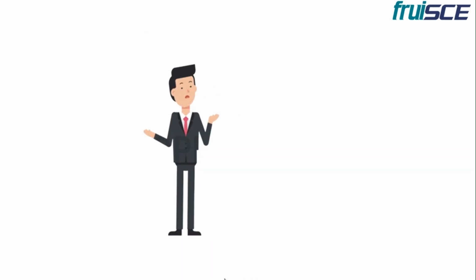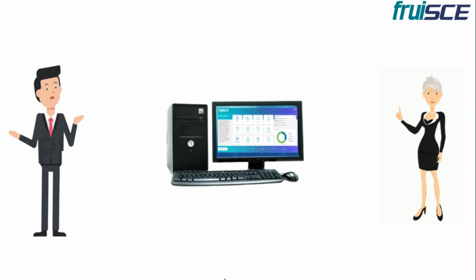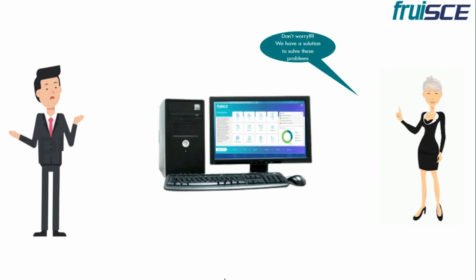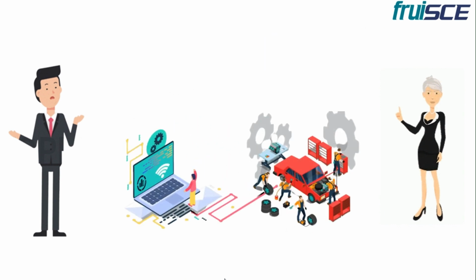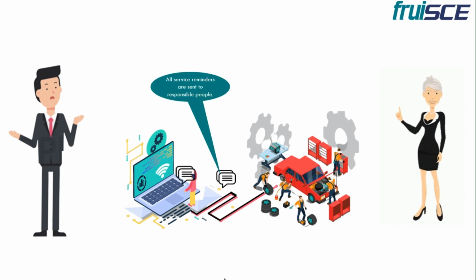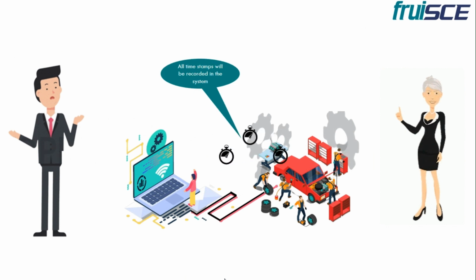However, there is a viable solution available. The implementation of the fruiSCE fleet management system can automate the scheduling of services for large vehicles and provide timely alerts to the responsible individuals. And all timestamps will be recorded.